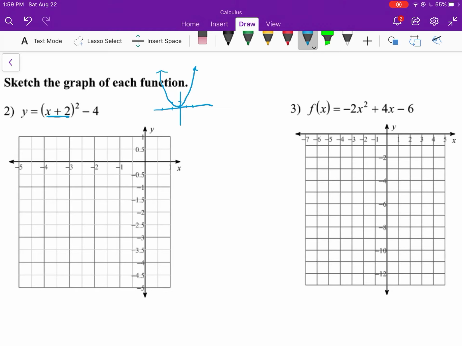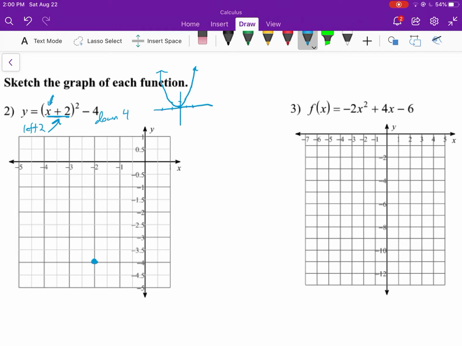And then after that, we can translate things or transform things by adding or subtracting within the function or outside the function or multiplying. So in number 2 here, what's inside the parentheses before we square it moves it left or right. So this is going to move it left 2. It moves it to the x value that makes what's inside the parentheses 0. So that's -2. And then this one moves it down 4. That -4 moves it down 4. So left 2, down 4. So that's where our vertex is going to be.